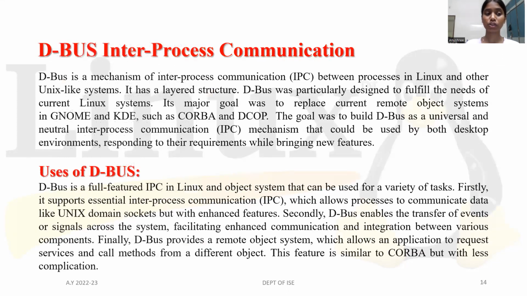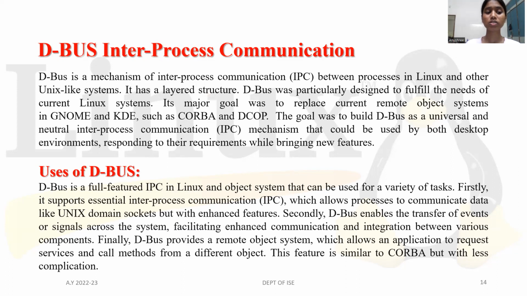Dbus interprocess communication. Dbus is a mechanism of IPC between processes in Linux and other Unix-like systems. It has a layered structure. Dbus was particularly designed to fulfill the needs of current Linux systems. Its major role was to replace the current remote object systems in GNOME and KDE, such as Corba and DCOP. The goal was to build Dbus as a universal and neutral interprocess communication mechanism that could be used by both desktop environments, responding to the requirements while bringing new features.